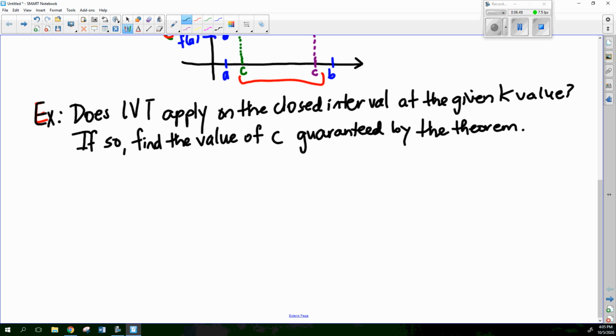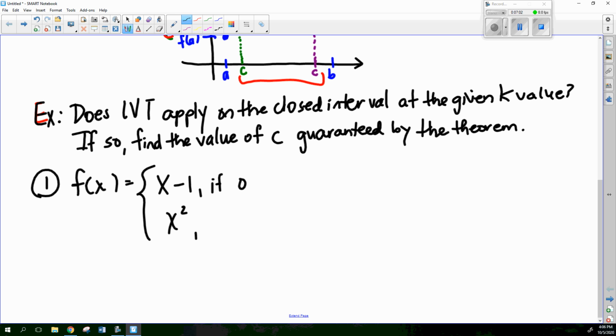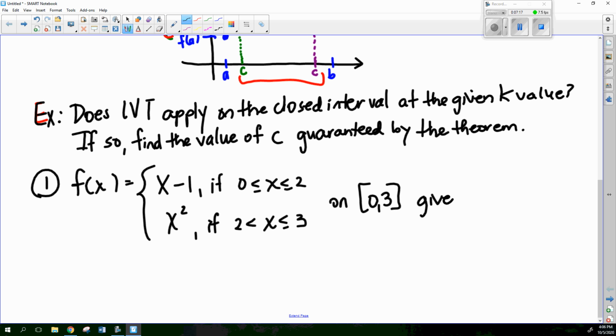Okay, so first example, I'm going to give you a piecewise, and give you a little bit more information about it. All right, and we're going to put that on the closed interval from 0 to 3. And I'm going to go ahead and tell you that K equals 4. Okay? All right, so I first want to know, does the intermediate value theorem apply?